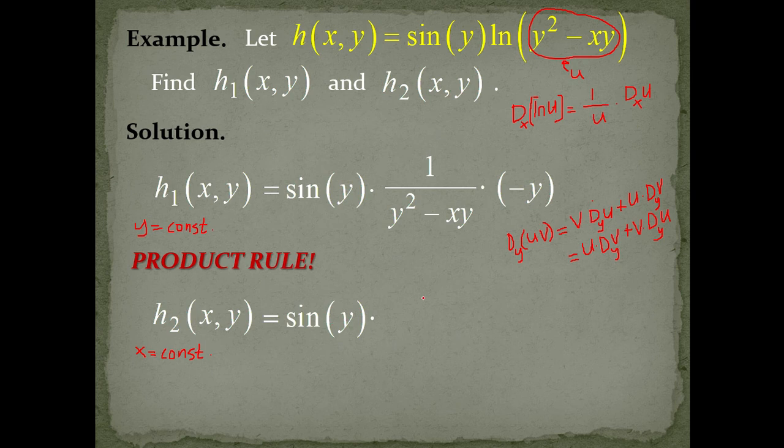Then the derivative of ln. We'll use this formula. The derivative of ln is 1 over u, and this is our u here, so 1 over y squared minus xy, times the derivative of u, but this time with respect to y. It's the same pattern, class, but we just need to change this to with respect to y.